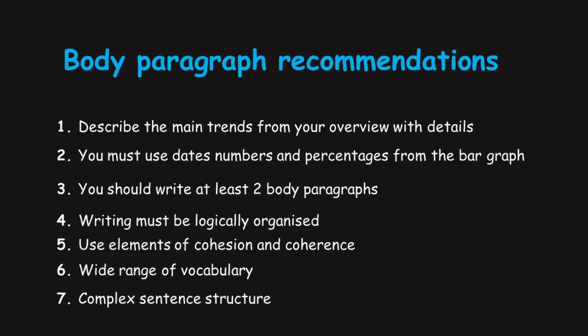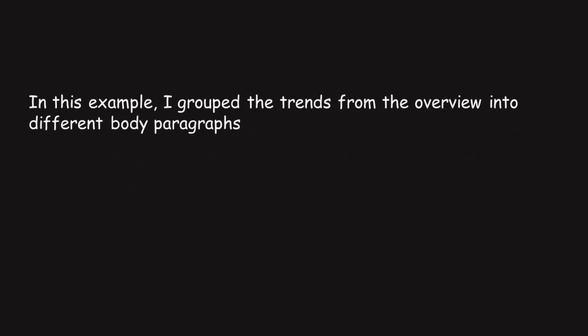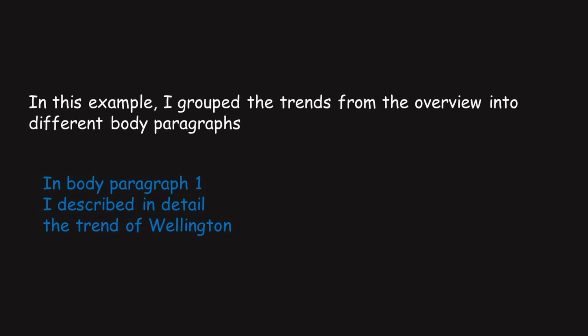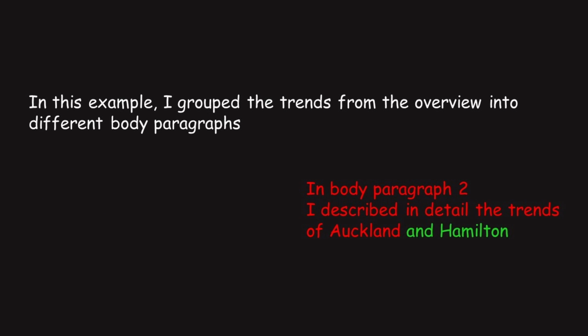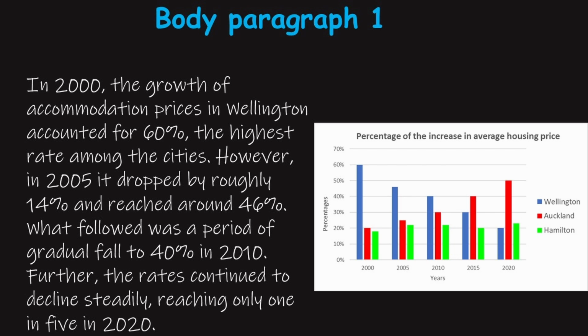To start the writing, you need to group the trends into different body paragraphs. In this particular example, I grouped the trends in this way. In body paragraph 1, I described in detail the trend of Wellington. In body paragraph 2, I described in detail the trends of Auckland and Hamilton. Body paragraph 1. This is how I wrote body paragraph 1.